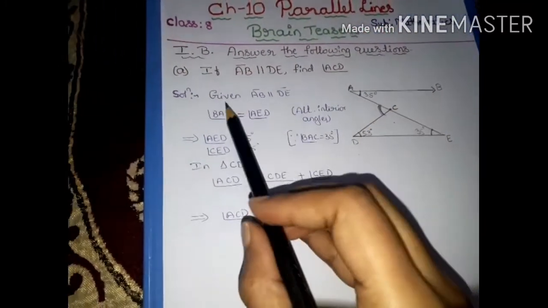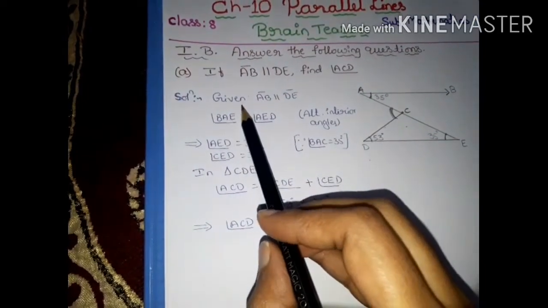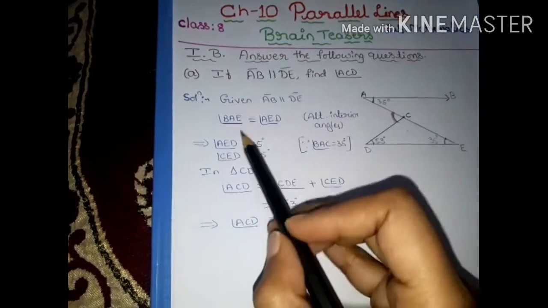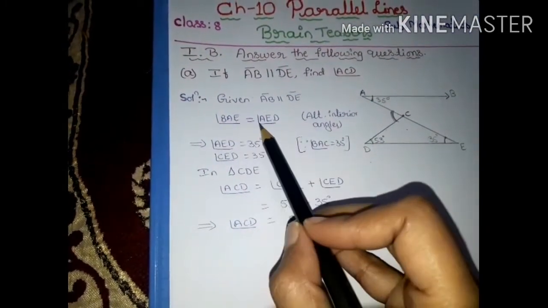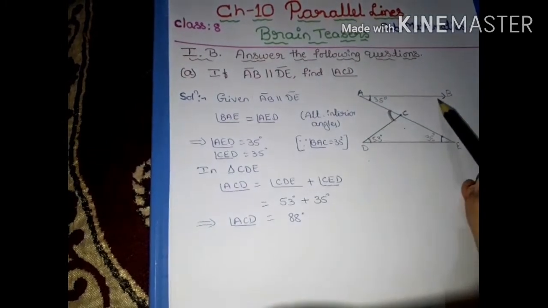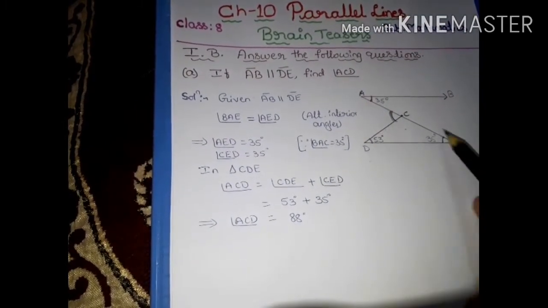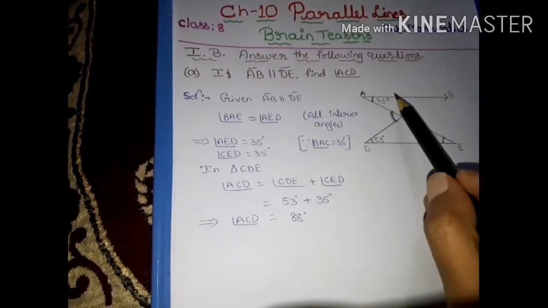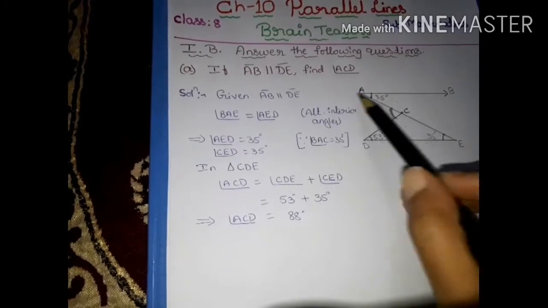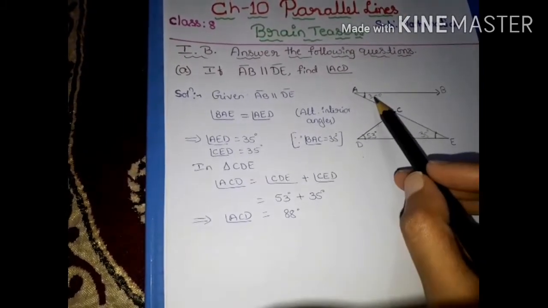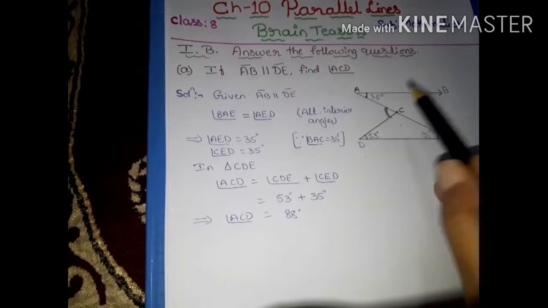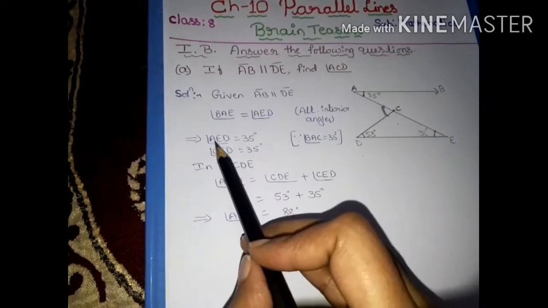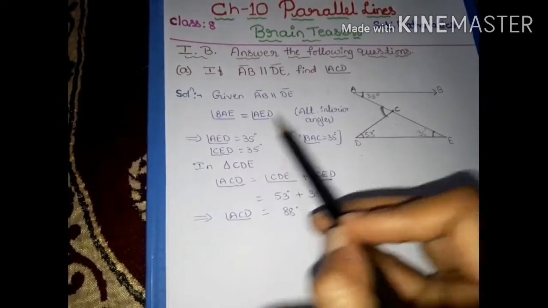Okay. So first you have to write in the solution the given part. What is given? AB is parallel to DE. Angle BAE equals angle AED. These two angles are alternate interior angles because these two lines are parallel and AE acts as a transversal. Okay. Alternate interior angles are always equal to each other. If it is 35 degrees, this also is 35 degrees. So angle AED can be written as 35 degrees.